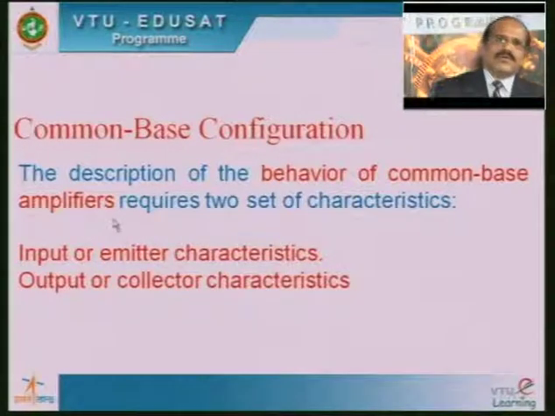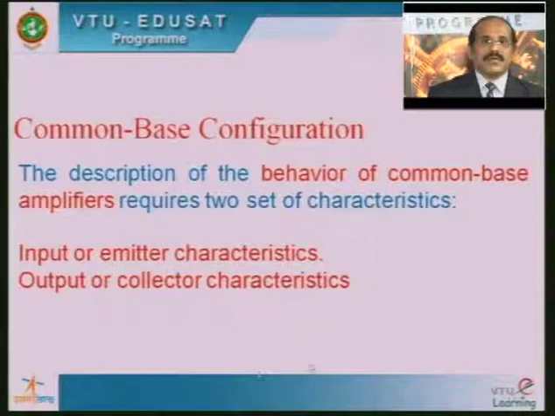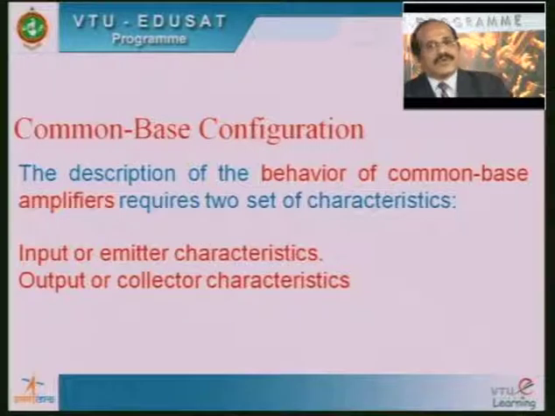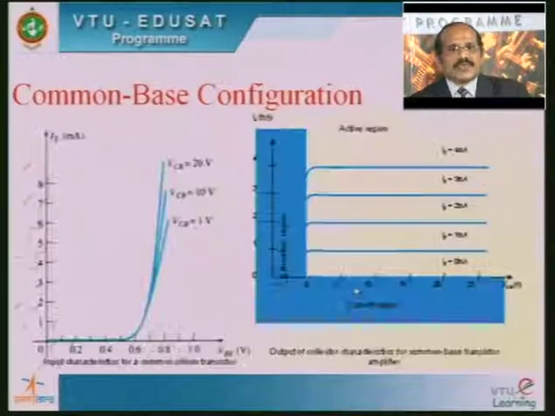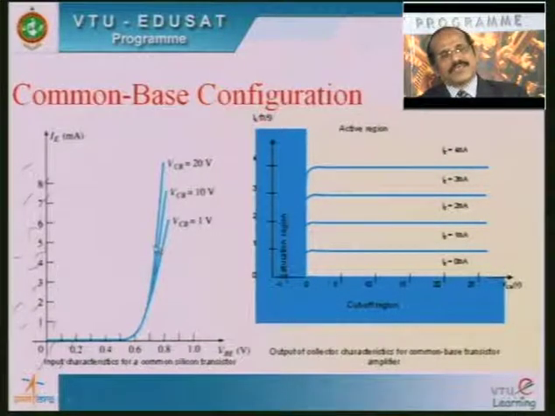In order to explain the behavior of the common base amplifier, we need to study both the input and output characteristics of the BJT in common base configuration. Since the base is common to both input and output, this is called the common base configuration. Here the emitter acts as the input terminal, whereas the collector acts as the output terminal. What you can see on the left side of this slide shows the input characteristics of the common base configuration of the BJT.